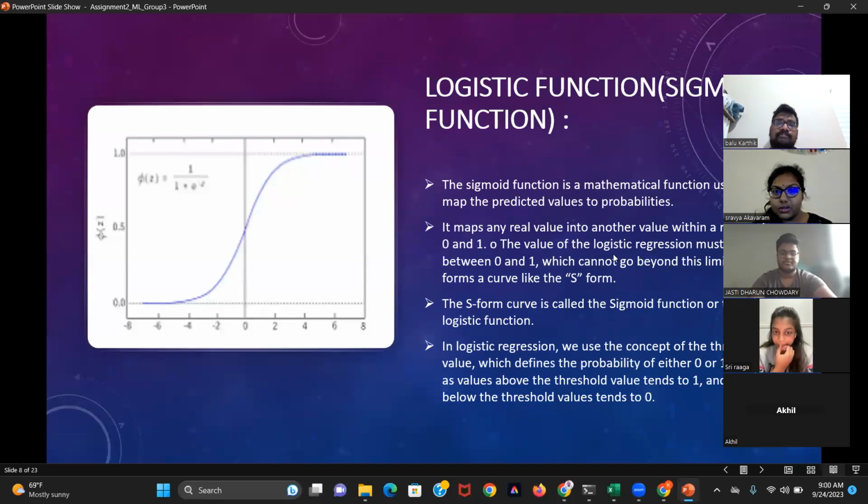The logistic function maps any real value into another value within a range of 0 to 1. Here we can see the graph. The value of the logistic regression must be between 0 and 1. It cannot go beyond its limit. And here the curve we can see is in the form of an S shape. This is called the sigmoid function, and this function is only used for probabilities between 0 and 1.